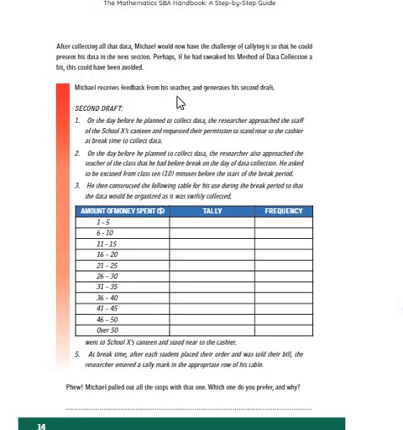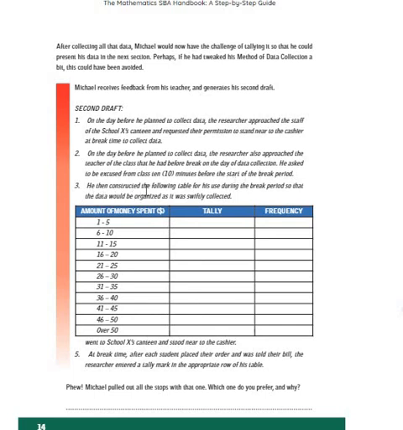Michael receives feedback from his teacher and generates his second draft. Now let's look at the second draft with the steps. Step 1: On the day before he planned to collect data, the researcher approached the staff of School X canteen and requested their permission to stand near the cashier at break time to collect data. Step 2: On the day before he planned to collect data, the researcher also approached the teacher of the class that he had before break on the day of the data collection. He asked to be excused from class 10 minutes before the start of the break.